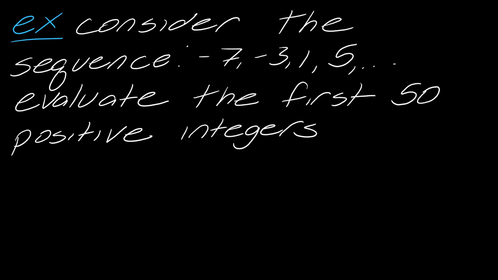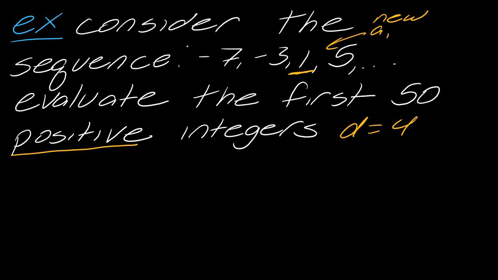Okay, so now here's a challenge for you. I want you to evaluate the first 50 positive integers. Okay, so this is something we want to pay attention to. Positive. This is kind of changing how we're viewing our sequence. Now, I want to treat the 1 as the first term in the sequence. The common difference is still 4, right? That didn't change. But that changes now how we want to view this. This is the new a sub 1. So with that in mind, why don't you try to find the sum of the first 50 positive integers and hit play when you're ready.